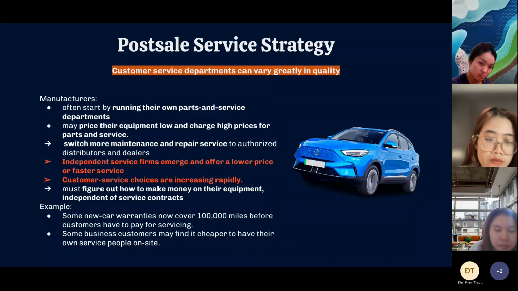Customer service departments can vary greatly in quality. Manufacturers often start by running their own parts and service department. They may price their equipment low and charge high prices for parts and service. Over time, manufacturers shift more maintenance and repair service to authorized distributors and dealers. Independent service firms emerge and offer lower prices or faster service. So customer service choices are increasing rapidly. That's why manufacturers must figure out how to make money on their equipment independent of service contracts. For example, some new car warranties now cover 100,000 miles before customers have to pay for servicing, or some business customers may find it cheaper to have their own service people on site.